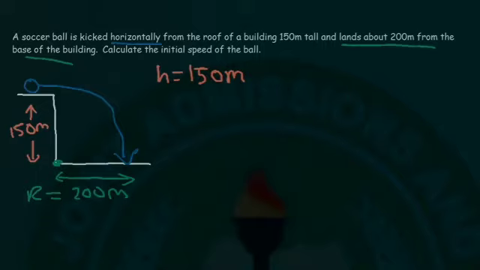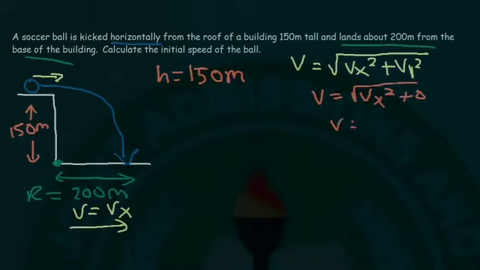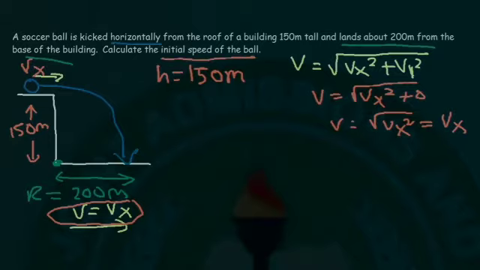Typically, if they just say speed, you're looking for v. But notice that the ball was traveling in the horizontal direction. Whenever an object is moving horizontally, v is equal to vx. Here's why. We know that v is the square root of vx squared plus vy squared. But if vy is 0, then v is equal to the square root of vx squared plus 0, which is the square root of vx squared, which is vx. So v equals vx whenever an object is moving horizontally. So our goal is to find vx. That is the initial speed of the ball.